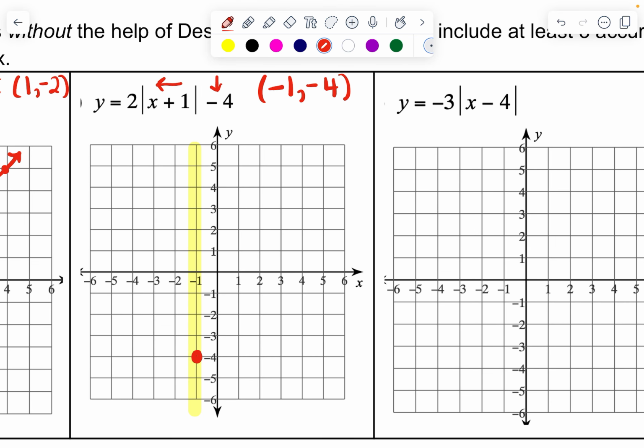This one, though, has a slope of 2. So this means to get to each next point, I'm going to go up 2 over 1. So up 2 over 1, up 2 over 1, up 2 over 1. I'm just going to keep going all the way through my graph. And then you can do the same thing on the other side. And then go ahead and connect them.